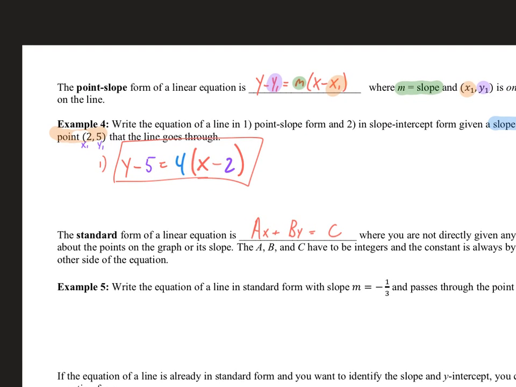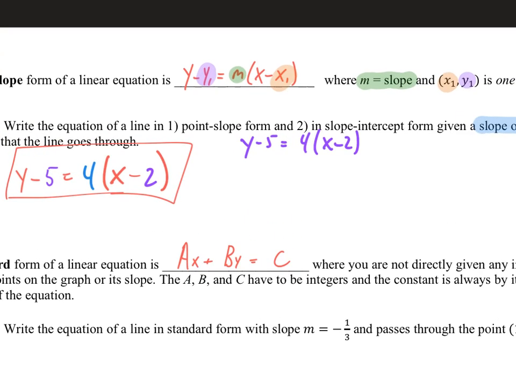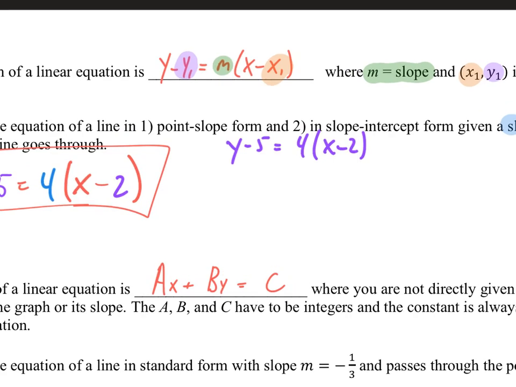And then we want to transform that into slope-intercept form. So now we're going to do the distribution, the combining like terms, and getting y by itself. I'm going to write that again: y minus 5 equals 4 times x minus 2. I'm going to distribute the 4, so I get y minus 5 equals 4x minus 8. And I'm going to add that 5 over. So y equals 4x, and negative 8 plus 5 is negative 3. So there's my equation in slope-intercept form.